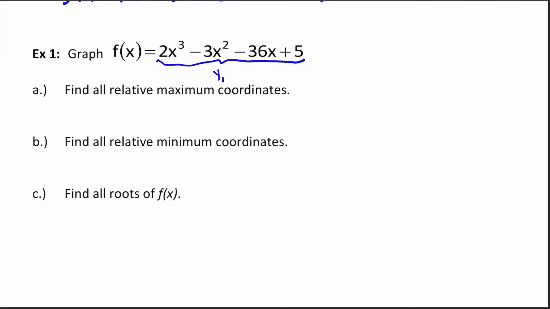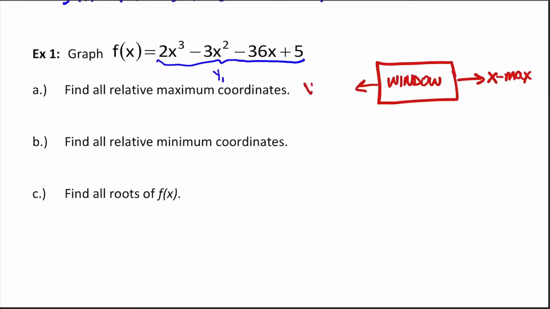I need to get the relative maxes, the relative mins, and the roots. Now, a quick reminder here. When it comes to graphing these, you need to be able to adjust your window to see the whole graph. So if you need to move to the right, you're going to increase x max. If you need to move to the left, you're going to decrease x min. If you need to move the window up, you're going to increase y max. If you need to move the window down, you're going to decrease y min to make it fit.